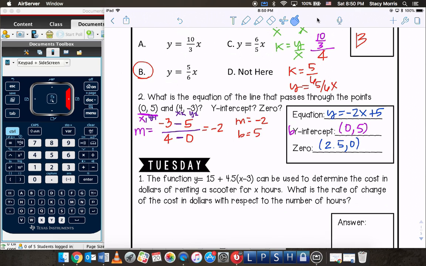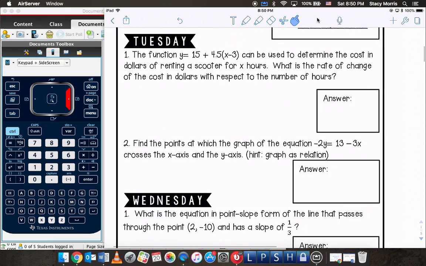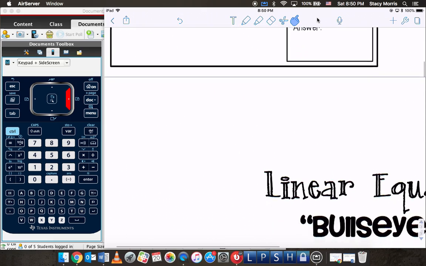All right, so that is the warm-up for today. So put that in the front pocket of your journal, and then tomorrow we'll go over the questions for Tuesday. So I'm going to give you a couple seconds to put that in the front pocket of your journal.